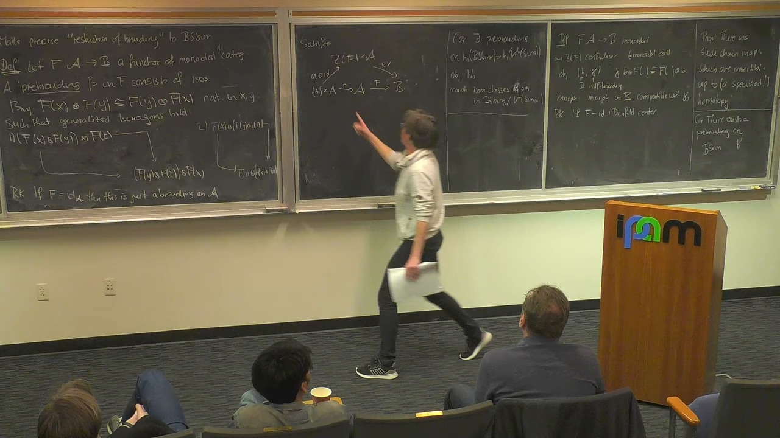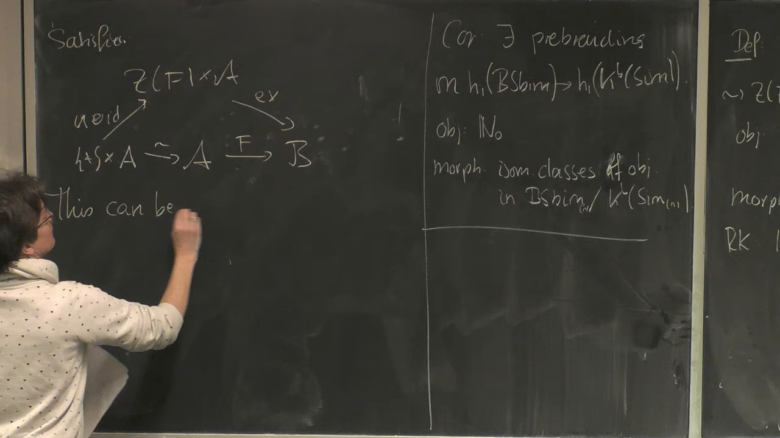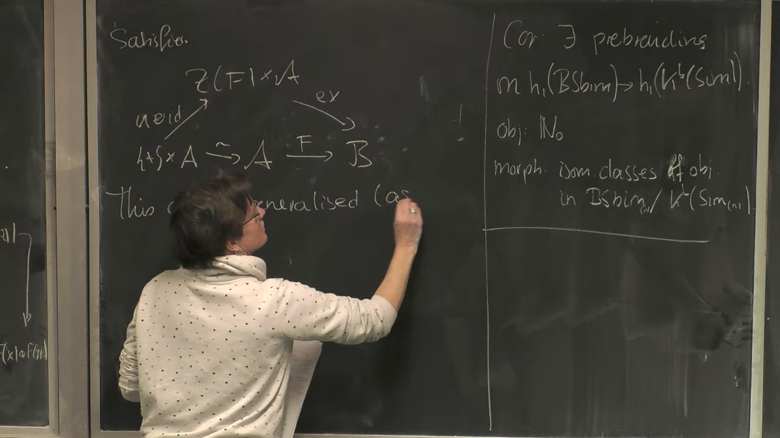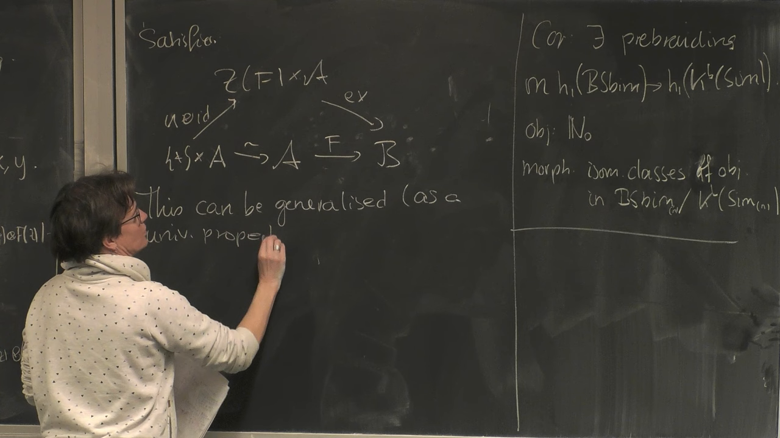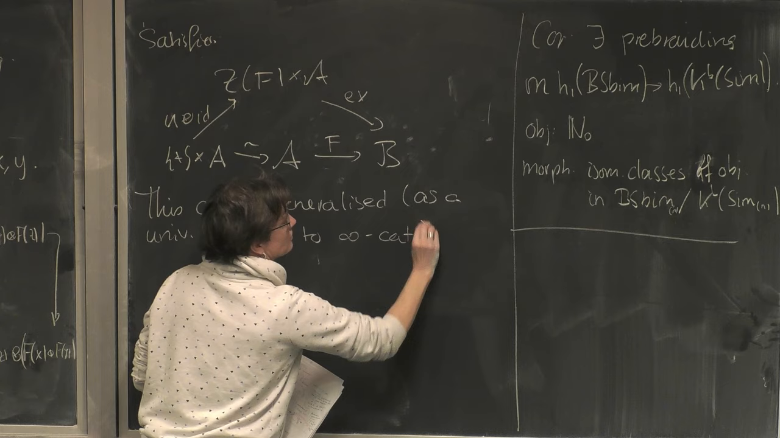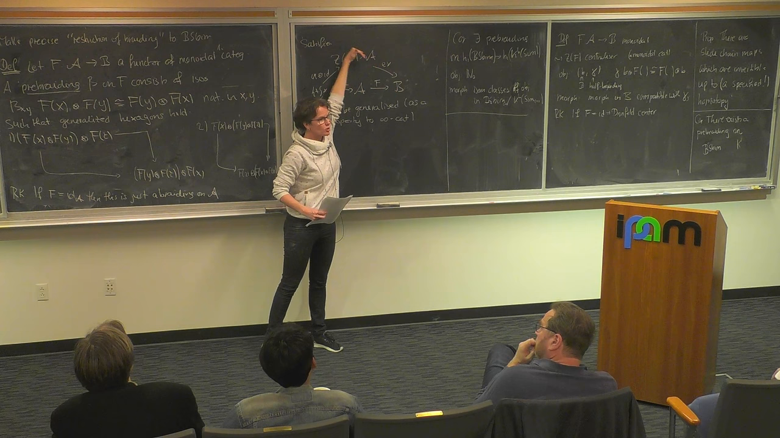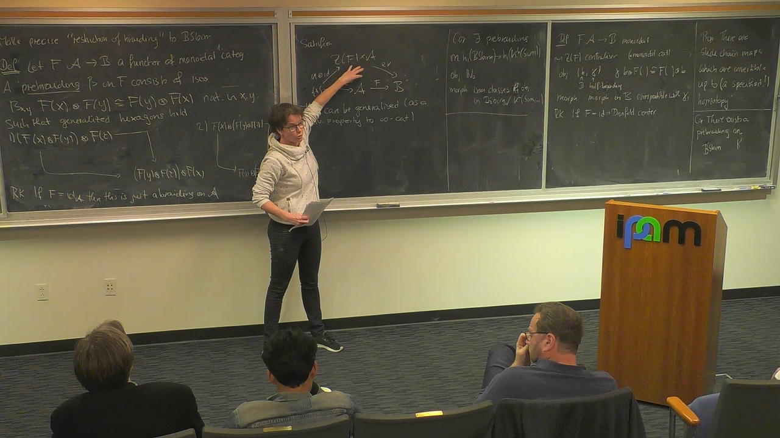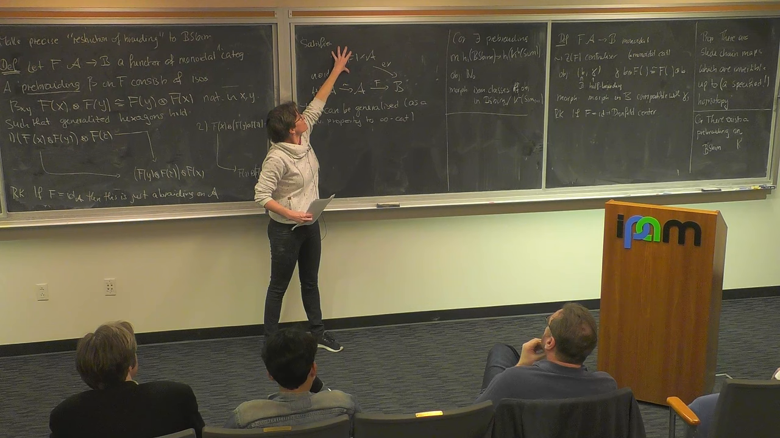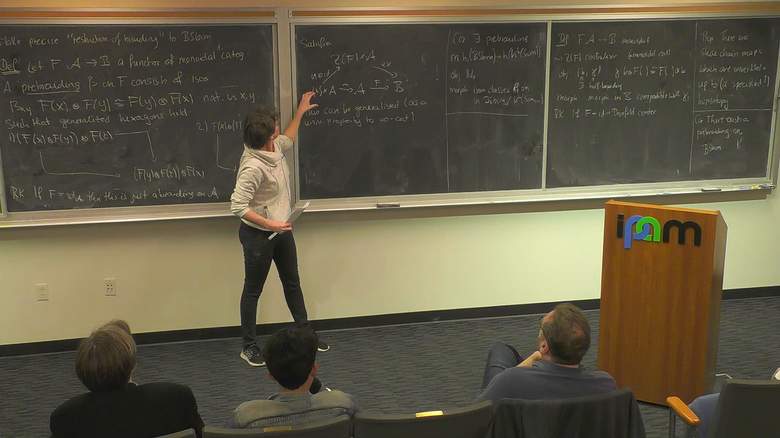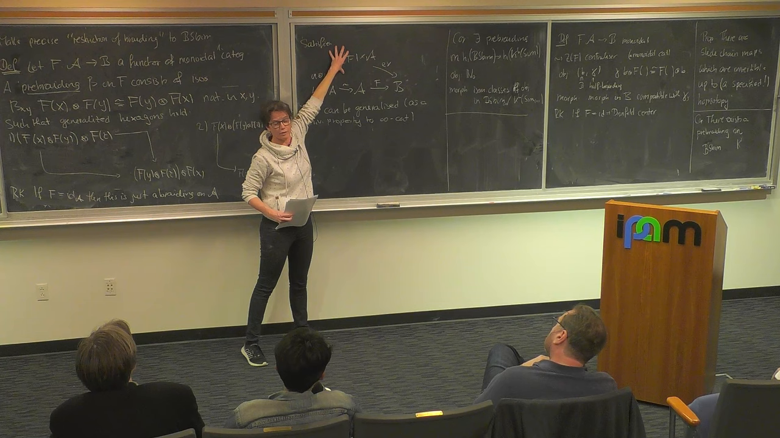This diagram can be generalized as a universal property to higher categories or infinity categories. So it's a universal property. It's an object, the center of F, together with pointed maps like this, an evaluation map, such that it satisfies this diagram and it's universal with respect to this diagram. And actually, one can realize this as a functor category from A to B, and then this is really some evaluation. And this pointing map is taking the functor F and mapping it into functors from A to B. So it's a very natural construction.